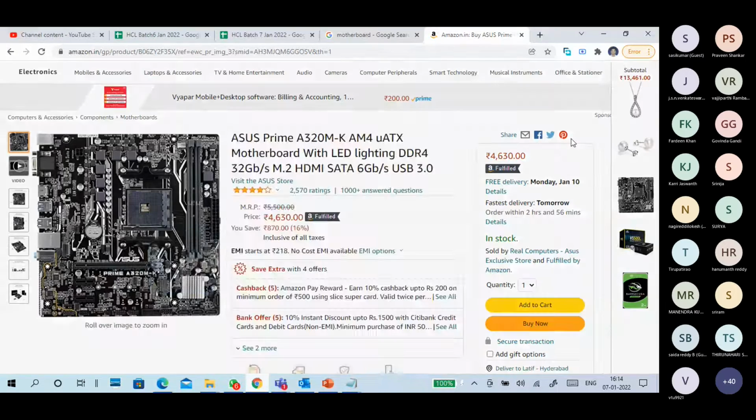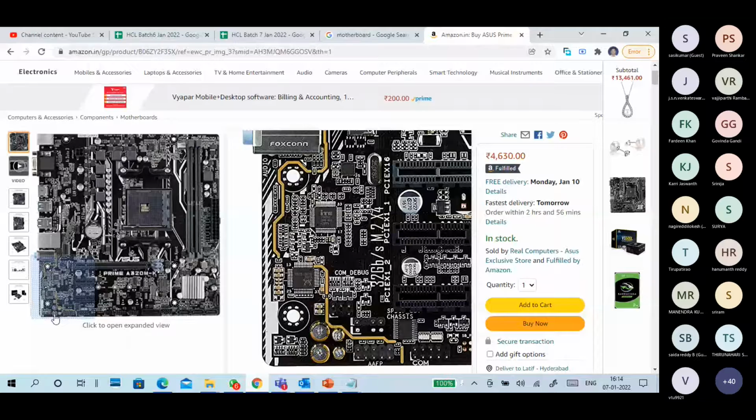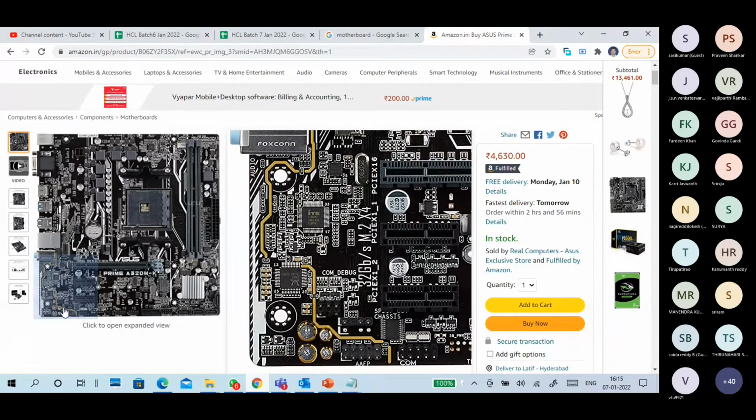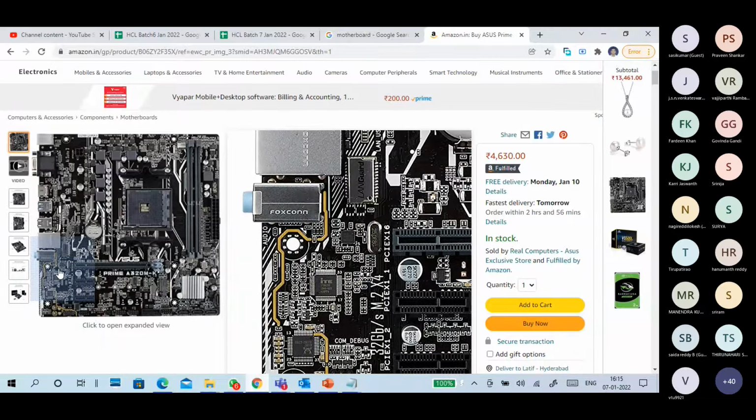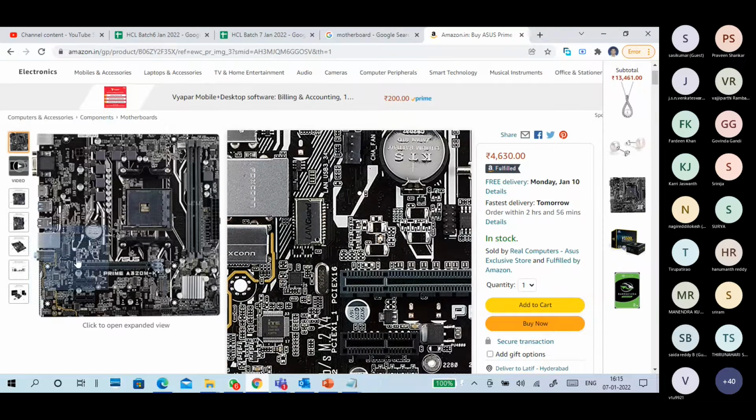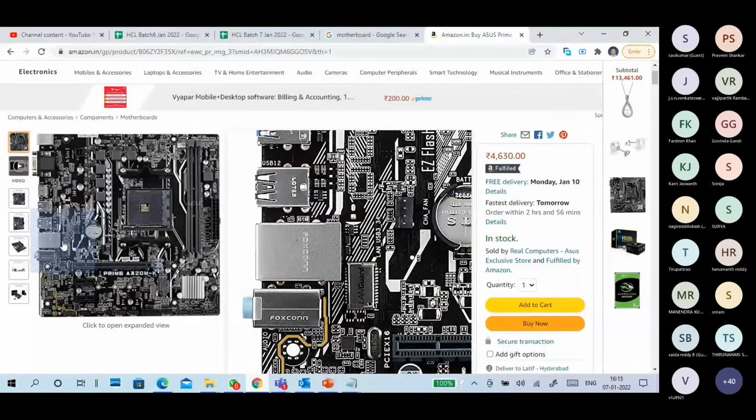This is a better one. You can see there is a crab symbol at the bottom. That part is particularly your audio chip. Other chipsets you can see are small chips. This is the LAN guard, which is nothing but a LAN related chip.